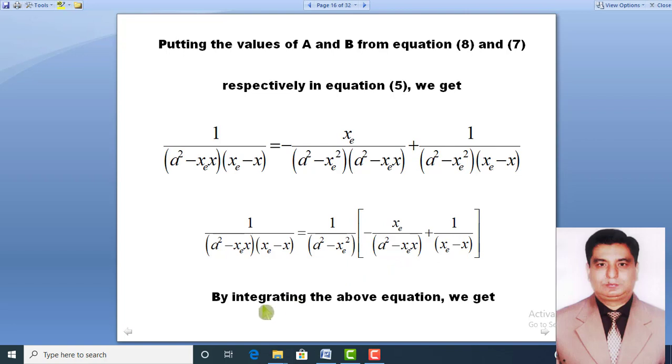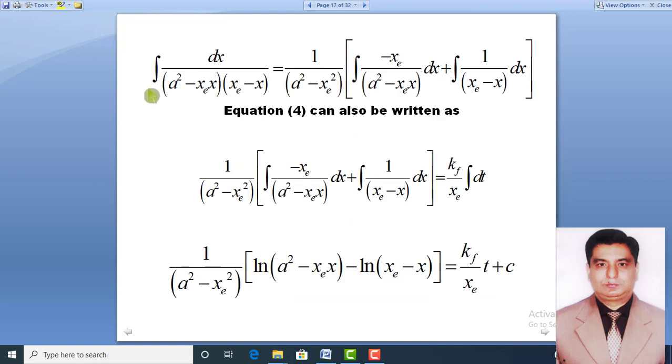Dear students, now we will integrate this equation. Applying the integral sign before dx, before −x_e over a² − x_e x, and before dx over x_e − x, this equation can be written as 1 over a² − x_e² into the integral of −x_e over a² − x_e x dx plus the integral of dx over x_e − x, equal to k_f over x_e into the integral of dt, because we have compared this with equation number 4, which was dx over (a² − x_e x) into (x_e − x).